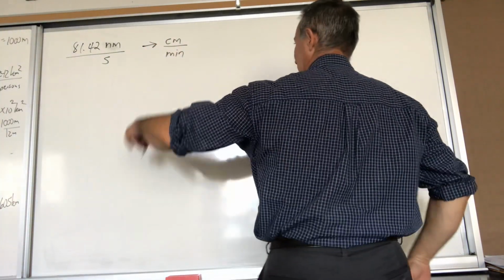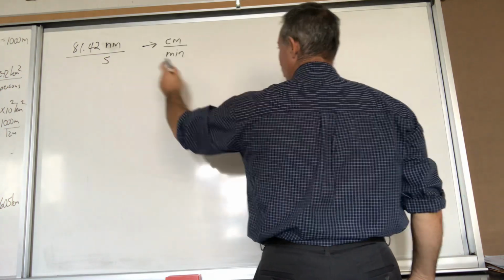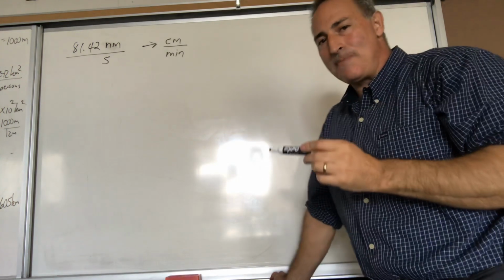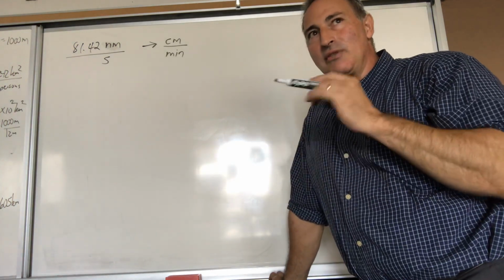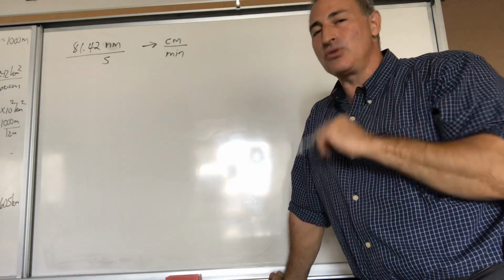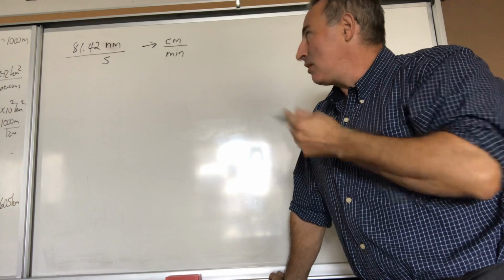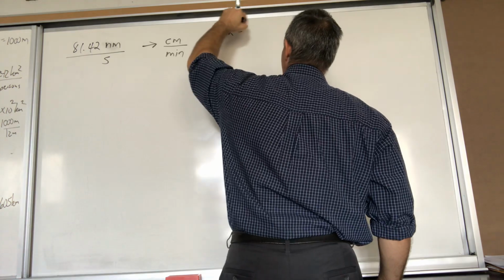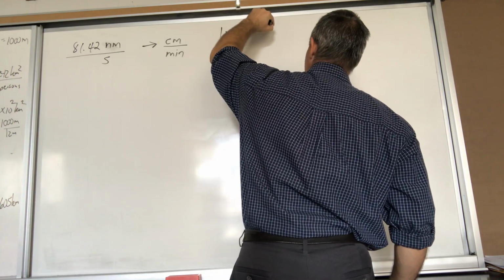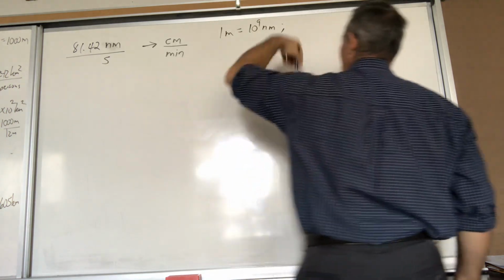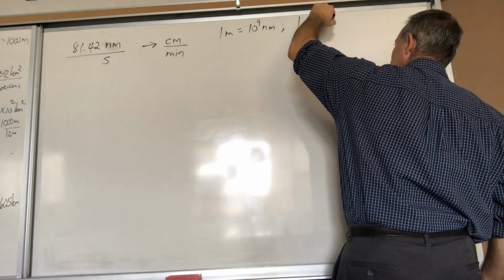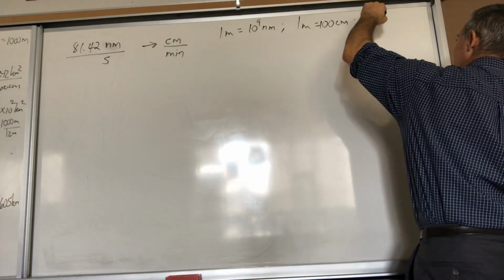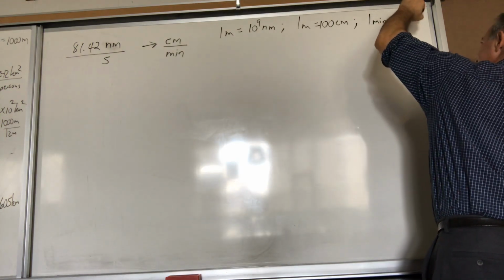You need to know that, because I don't know what the conversion factor from nanometers to centimeters is, but I do know the conversion factor from nanometers to meters and the conversion factor from meters to centimeters. So I'm going to do that in 2 steps. And then seconds to minutes is obviously very easy. So 1 meter equals 10 to the power of 9 nanometers. You need to know that. 1 meter is also equal to 100 centimeters. You need to know that to solve this. And you need to know that 1 minute equals 60 seconds.